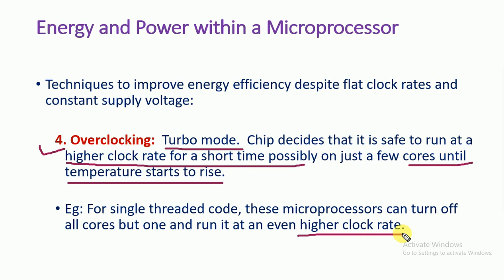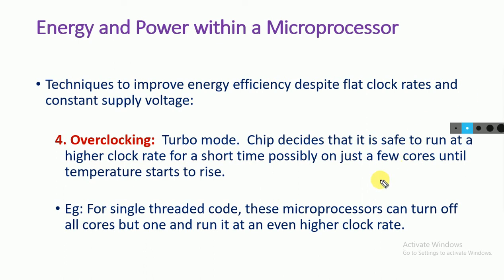So overclocking is also another mechanism that is being adopted by many microprocessors to control the power requirement and power usage of the processor used within the computer system. So these four are the different techniques to improve energy efficiency despite the normal flat clock rates and the constant power supply, the voltage available with that particular processor.